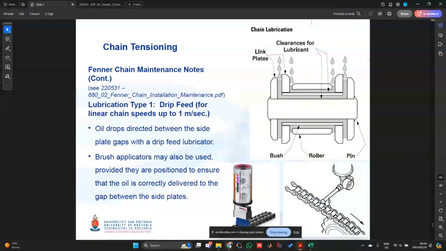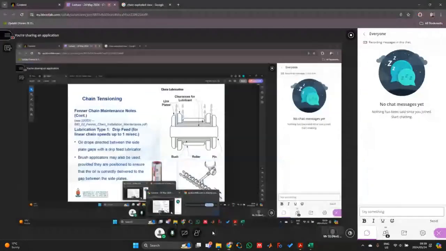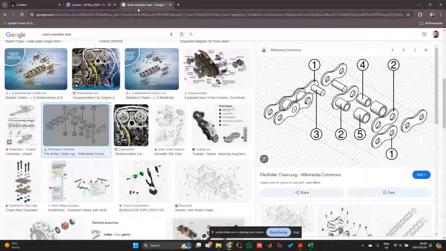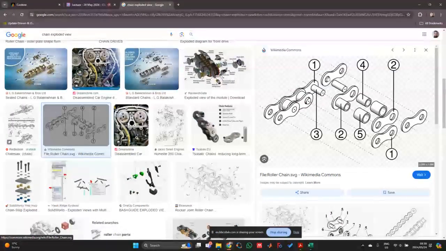To illustrate this in an exploded view as well, you will see this is more or less the setup that we have. We have some pin that is going to keep the outer plates together. This pin is then forced through the inner plate over here, and then you also have these bushes and the roller that's going to sit on the outside. Making sure that you have sufficient lubrication will allow this chain to actually rotate so that you don't have additional friction.